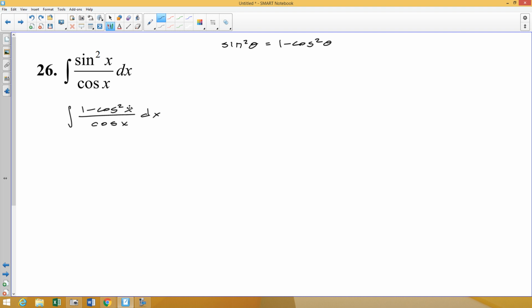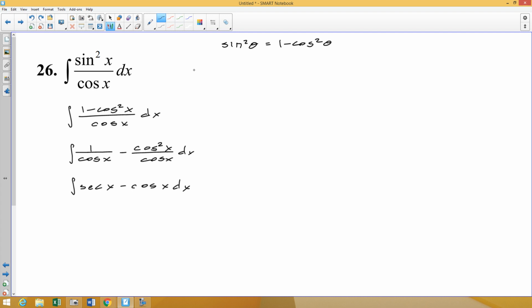And then what we have here, I have 1 minus cosine squared over cosine. You can split that fraction. This is an STD, 1 over cosine, single term denominator. So we have 1 over cosine minus cosine squared over cosine, which can be rewritten as secant minus cosine. And we now have two things to integrate. We have the antiderivative of secant and the antiderivative of cosine.